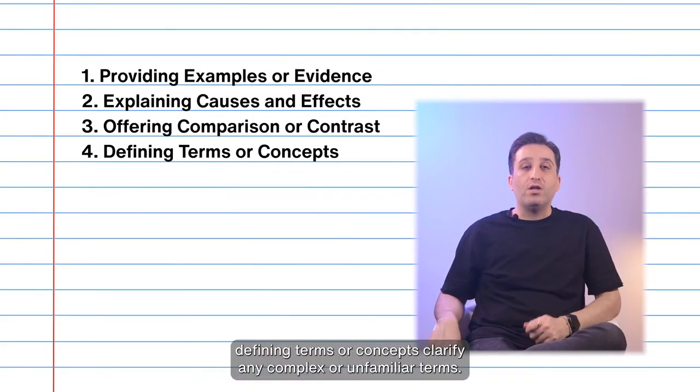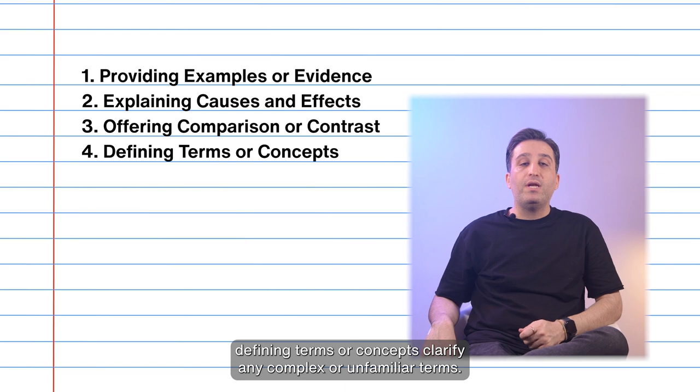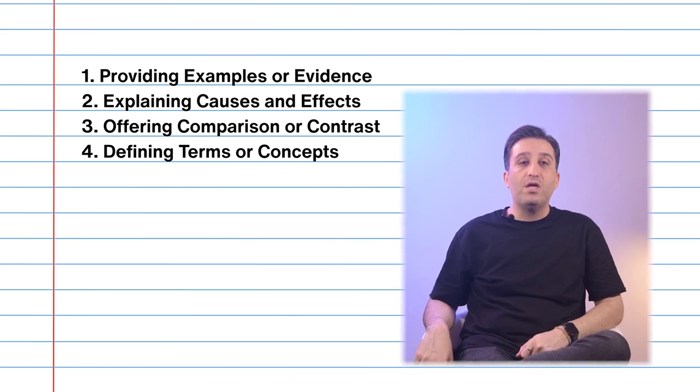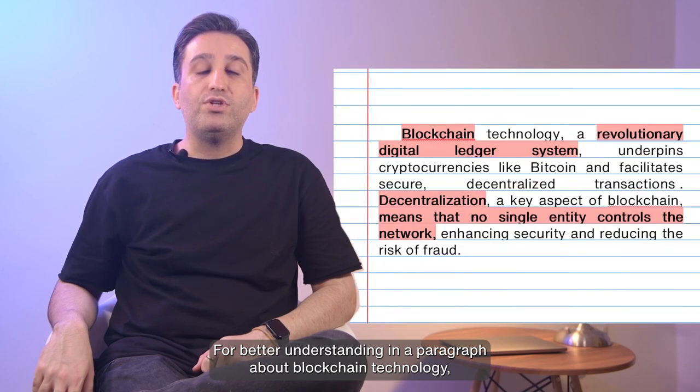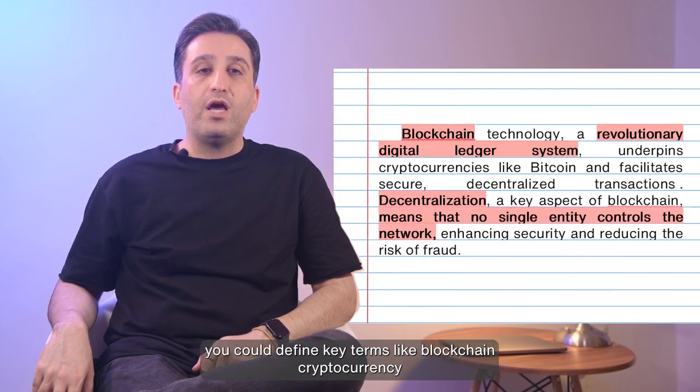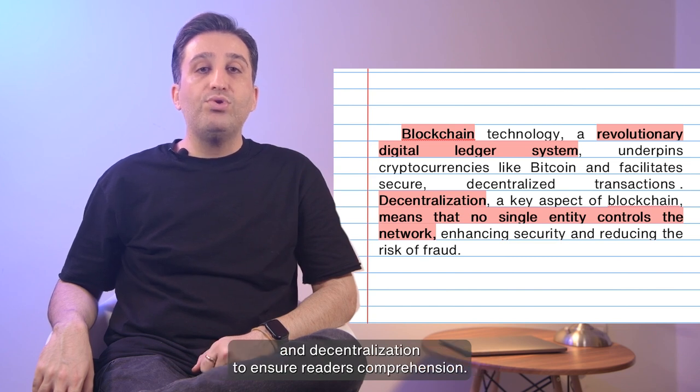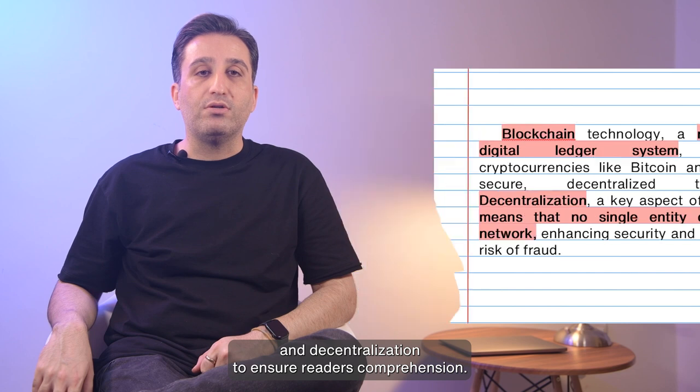Defining terms or concepts. Clarify any complex or unfamiliar terms for better understanding. In a paragraph about blockchain technology, you could define key terms like blockchain, cryptocurrency, and decentralization to ensure readers' comprehension.